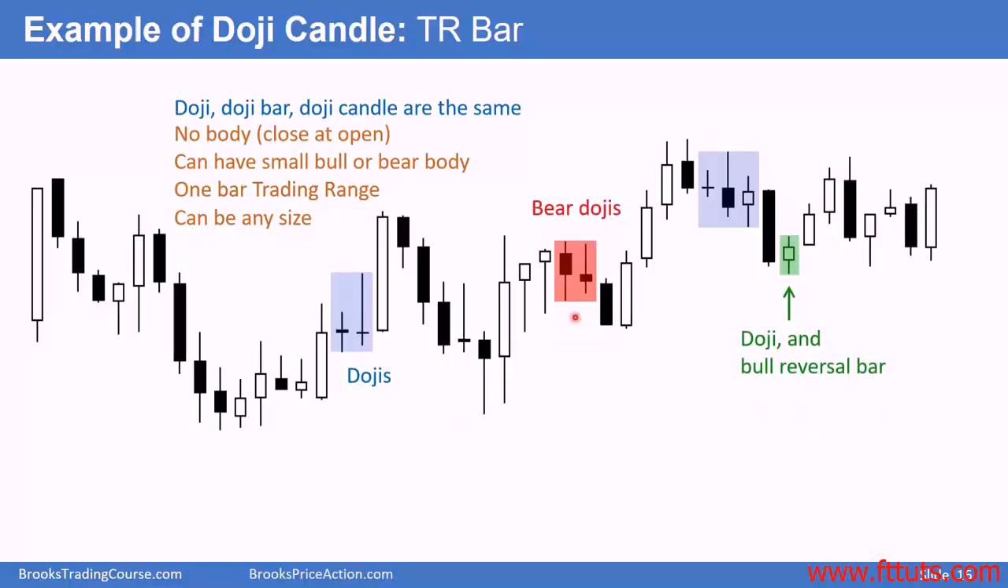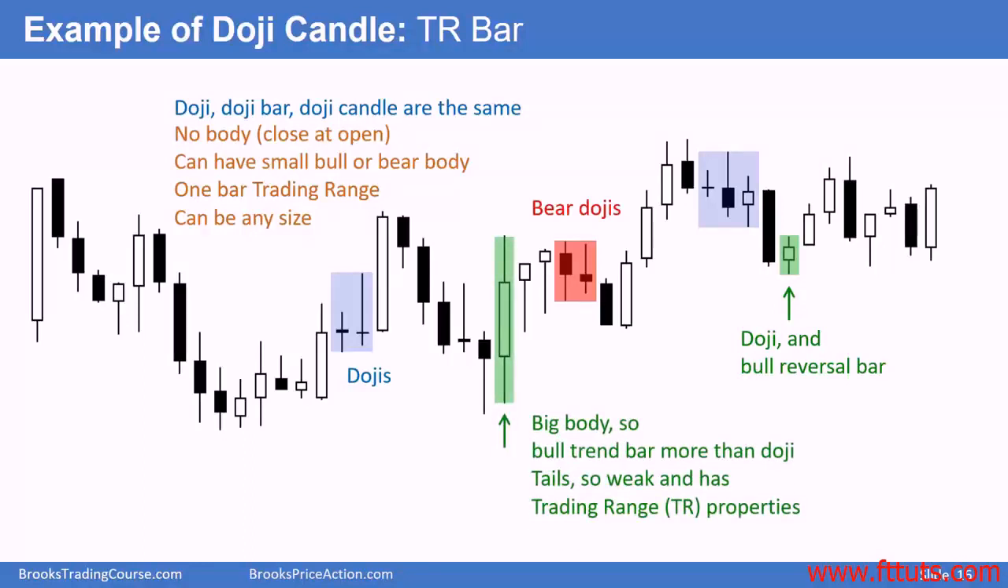There are some bear dojis. This one, the body is about half the size of the bar. So I would call it a doji, plus it's a small bar. And here's a bull doji, a bull body, and prominent tails, the body less than half the size of the bar. The prominent tails mean that it's a weaker trend bar, but it's still a trend bar.